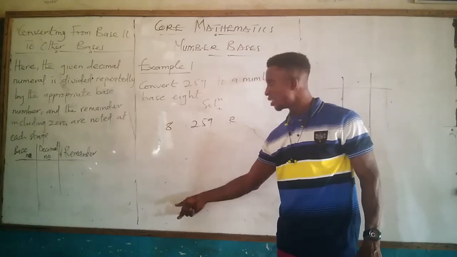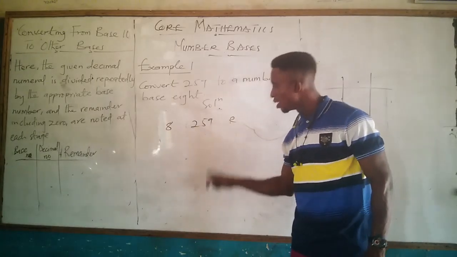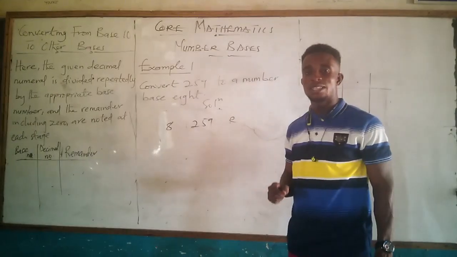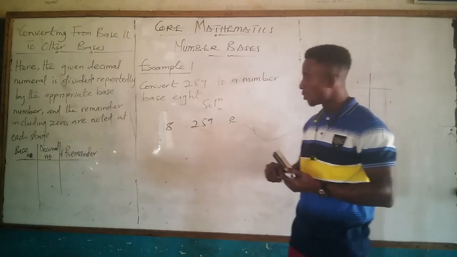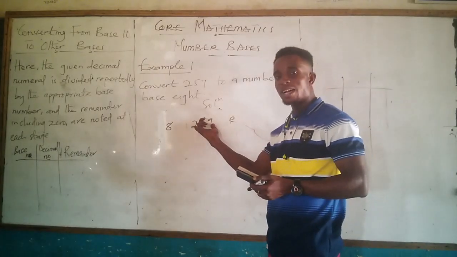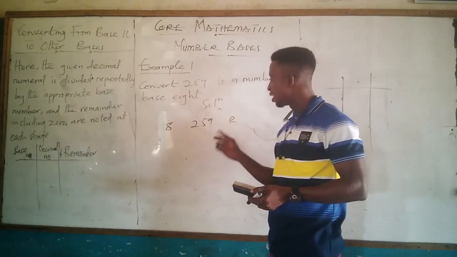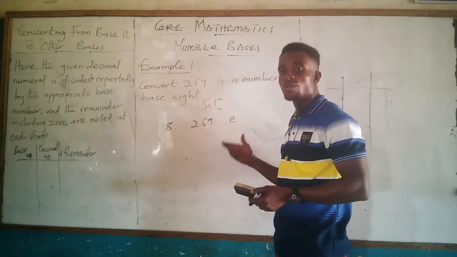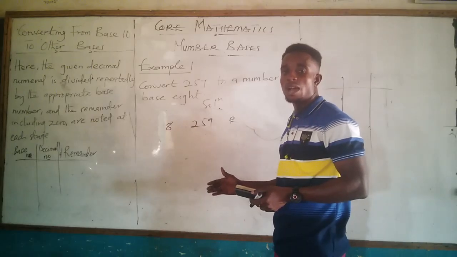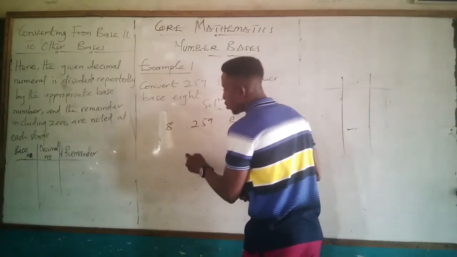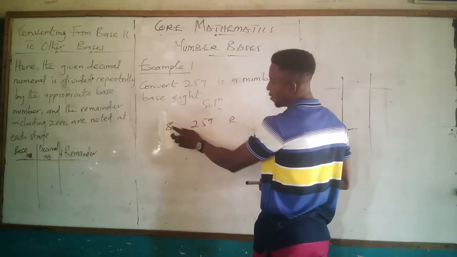Already it is created. This one will be going this way, this one will be going that way, and this one will be going this way. Please, are we getting that? So we said what? We are going to be dividing the decimal number given by the number base repeatedly. Then the remainders will be written including zeros. Are we getting that?